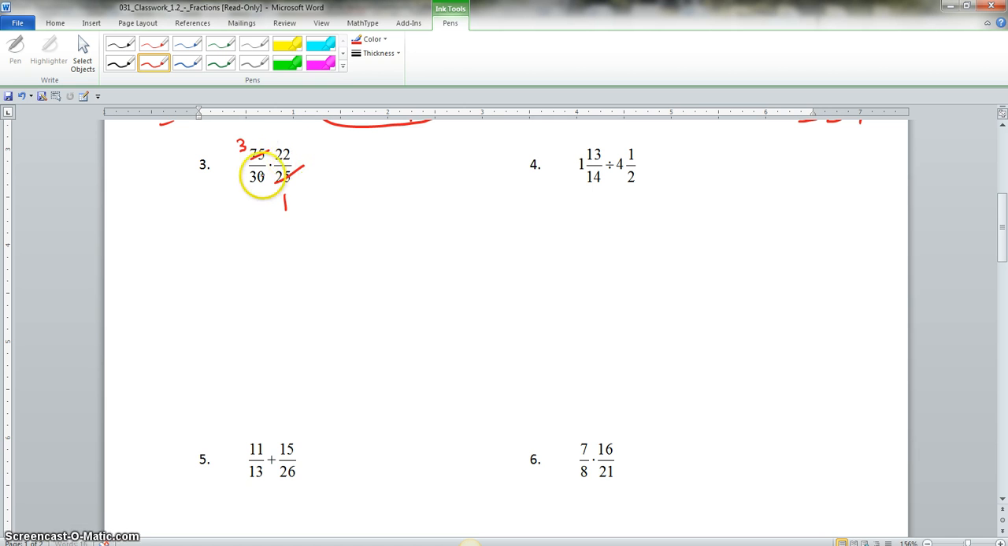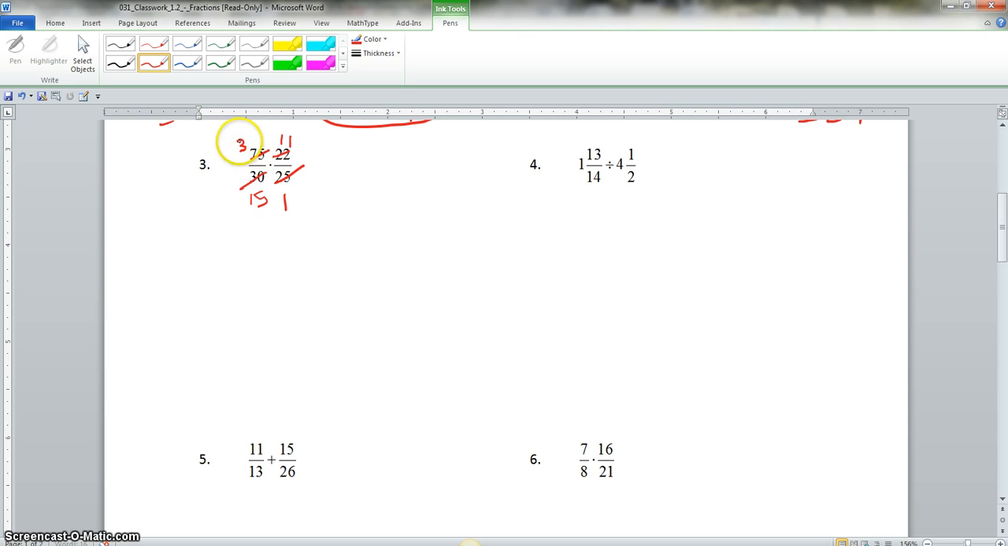Now we look here at 30 and 22. 30 and 22 both have 2 in common. So 2 goes into 30 15 times. 2 goes into 22 11 times. Now remember, it could be cross simplifying or it could be up and down simplifying as well.